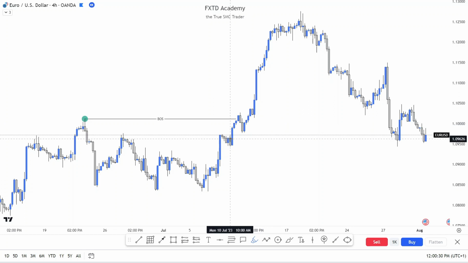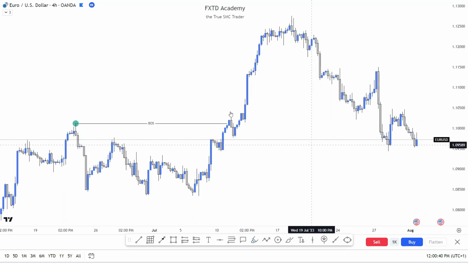So by the time you begin to pick this as separate pullbacks, you will see that you are not going to get it right most of the time. All right. So that's just for the explanation sake. Now let's go to the chart.